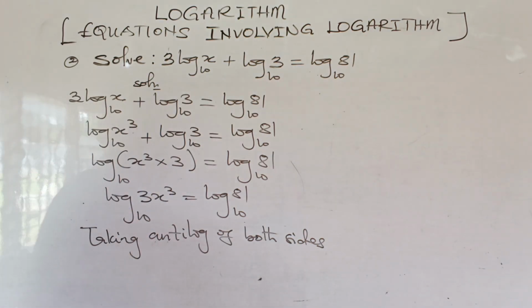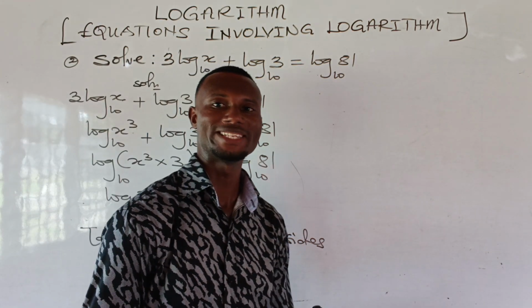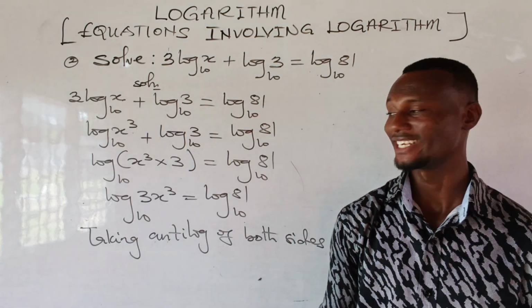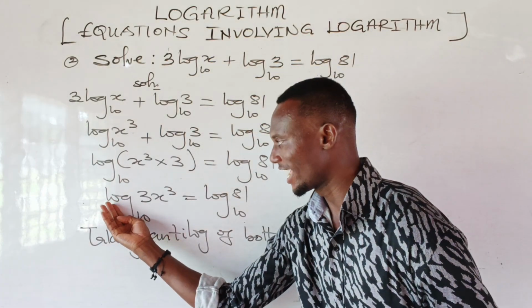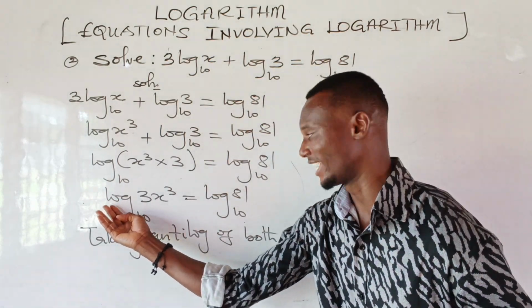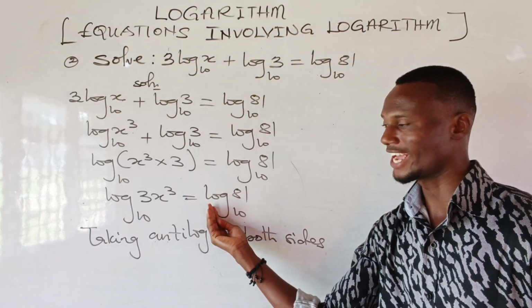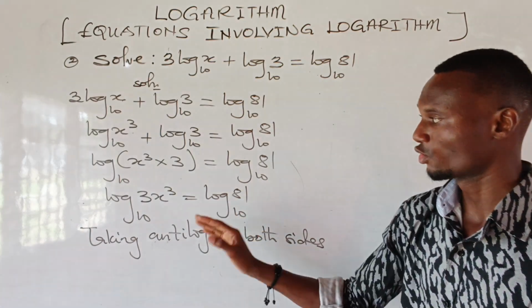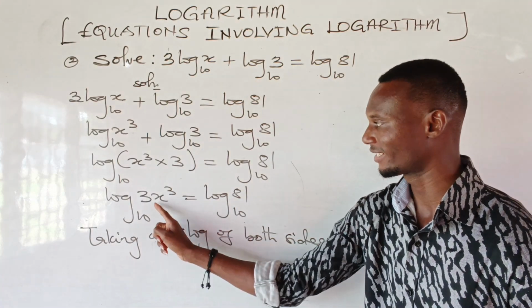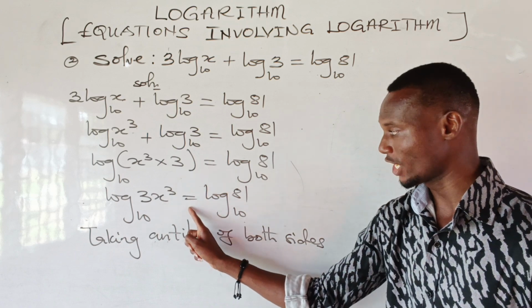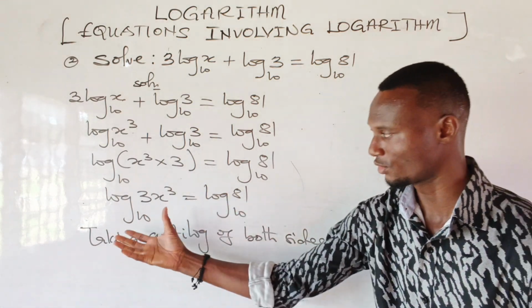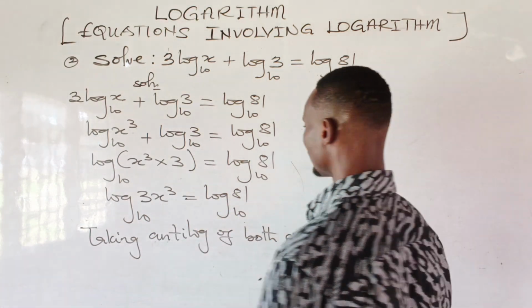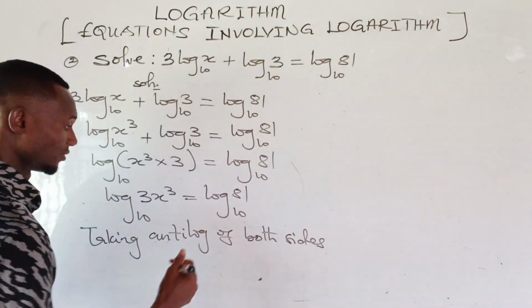Taking anti-log of both sides. Immediately we take anti-log of both sides, it means the log here will not be written again, and also the log here will not be written again. So what I'm going to have left is 3s to the power 3 equals 81, because we've taken antilog of both sides. So let me continue from this side.